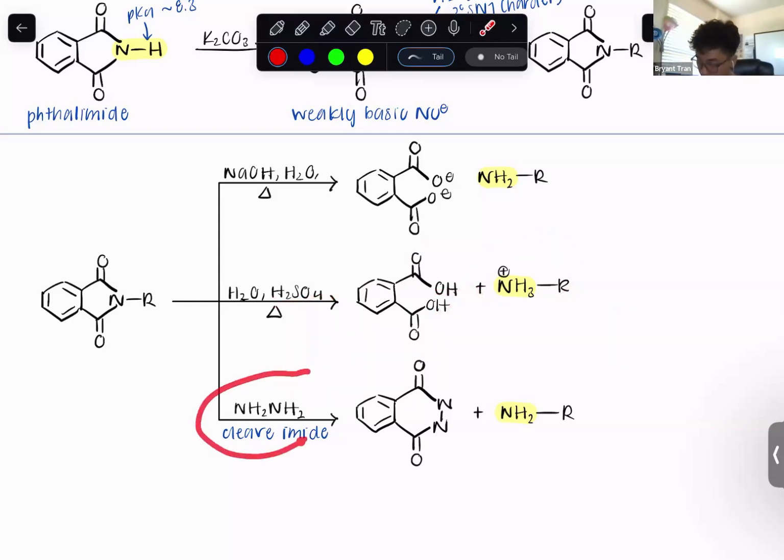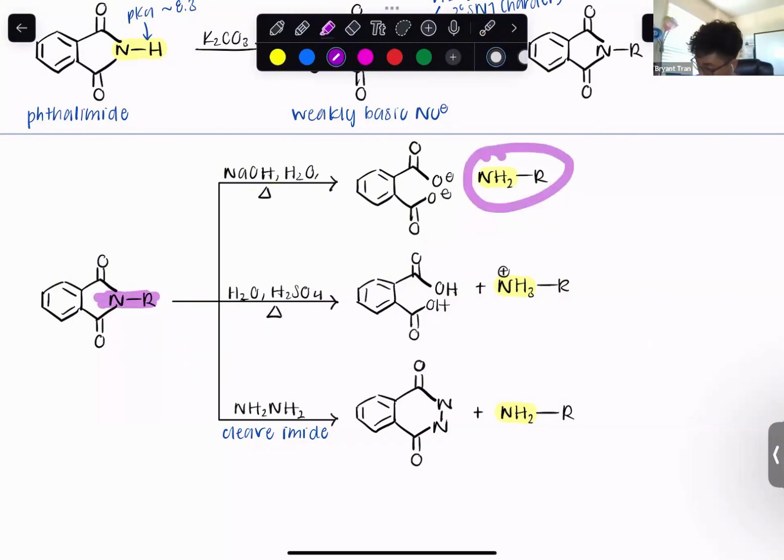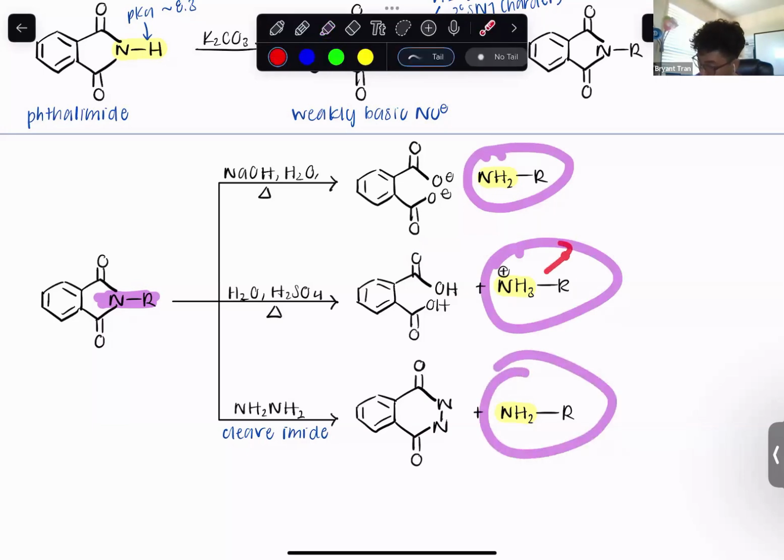Or you could use hydrazine to cleave the imide, right? And this can be a bond right here. And I think that there should be hydrogen here, there should be hydrogen here to be neutral, but you're going to get the neutral amine, right? And that neutral amine is going to come from this part of the phthalimide right there, which is that part right there. And this one here is protonated because we're in acidic conditions like that.